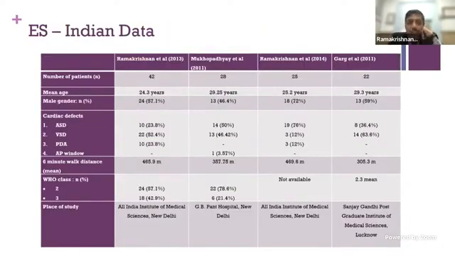So these are the current contemporary Indian series. I think major centers have published their data. These are the average mean ages of our patients, around the 20s and 30s. The ASD and VSDs remain the commonest, except for one other series where I think it was equal. And most of the patients, you can see, are reasonably nicely preserved. Most of them are in NYHA functional class 2, and they have a reasonably good 6-minute walk distance.